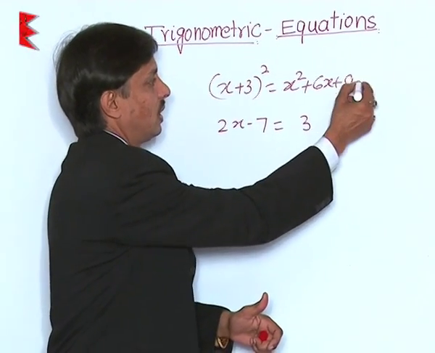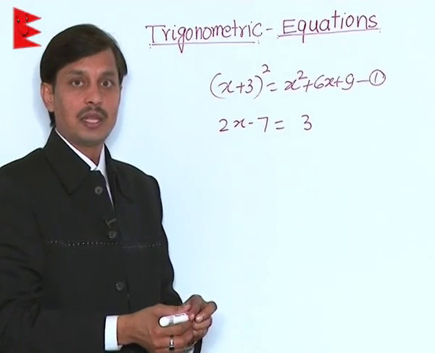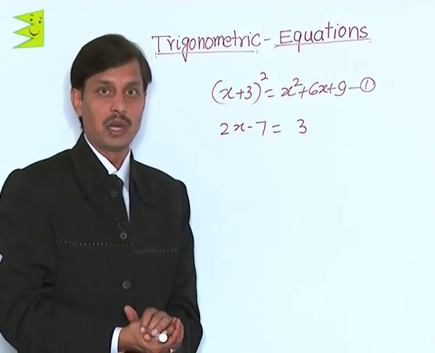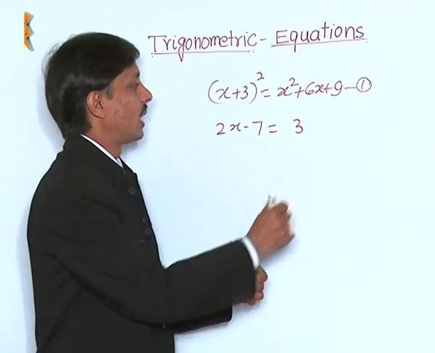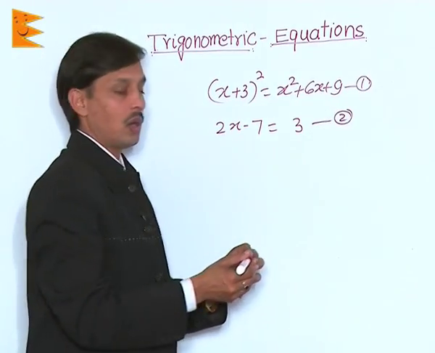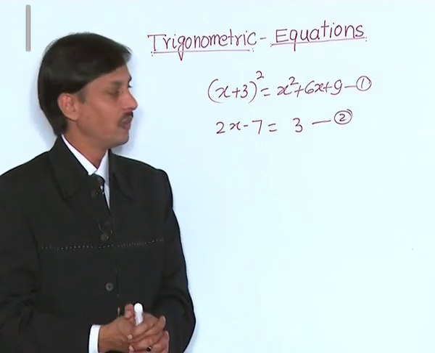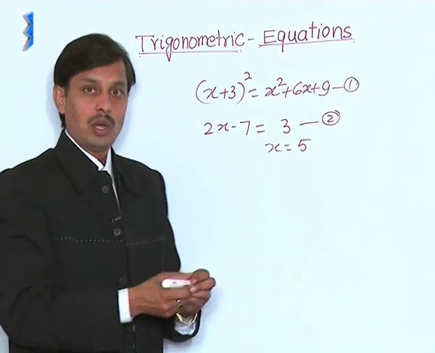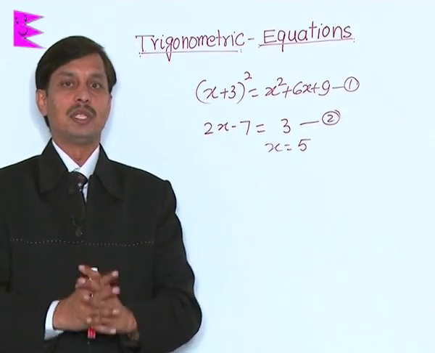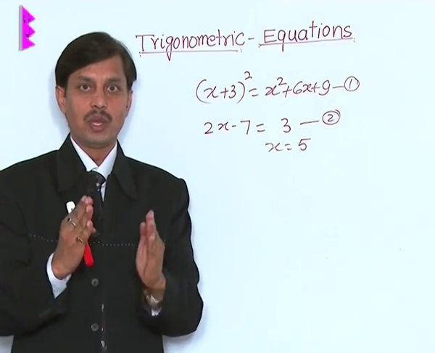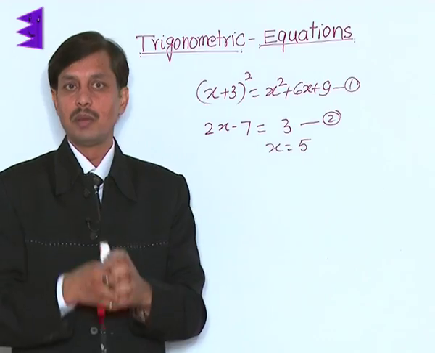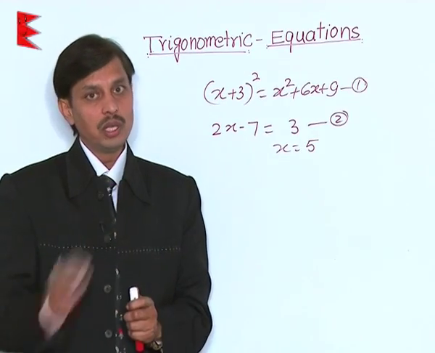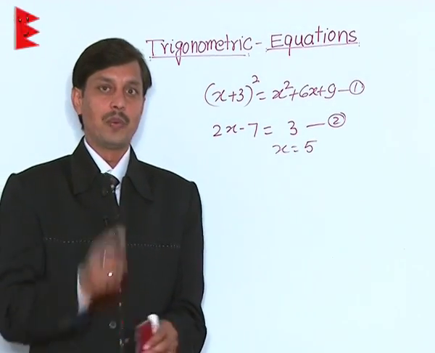So the first relation, or first equality, is satisfied on each value of the variable x, each value of the unknown term x, but the second relation holds true only at x equal to what? 5. So the basic difference between equation and identity is that an equation is true only for a fixed number of solutions, whereas an identity is always true on each value of the variable. This is the first thing.